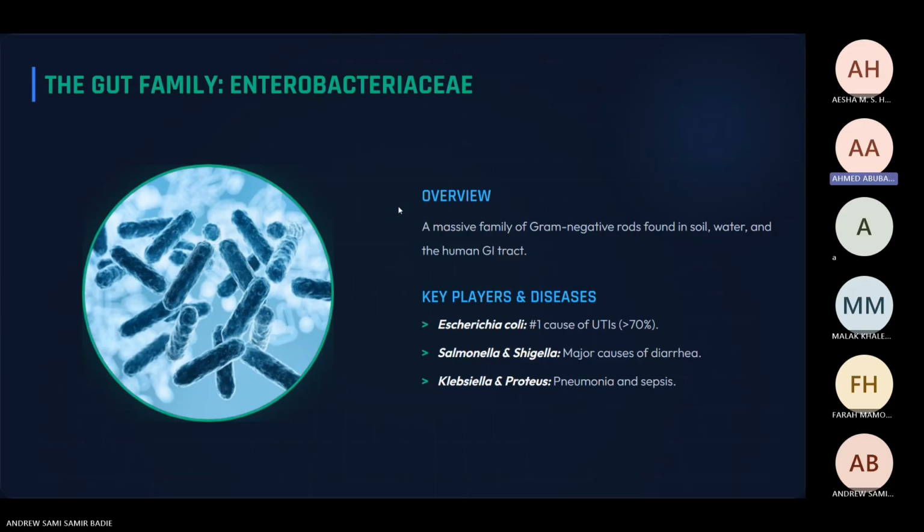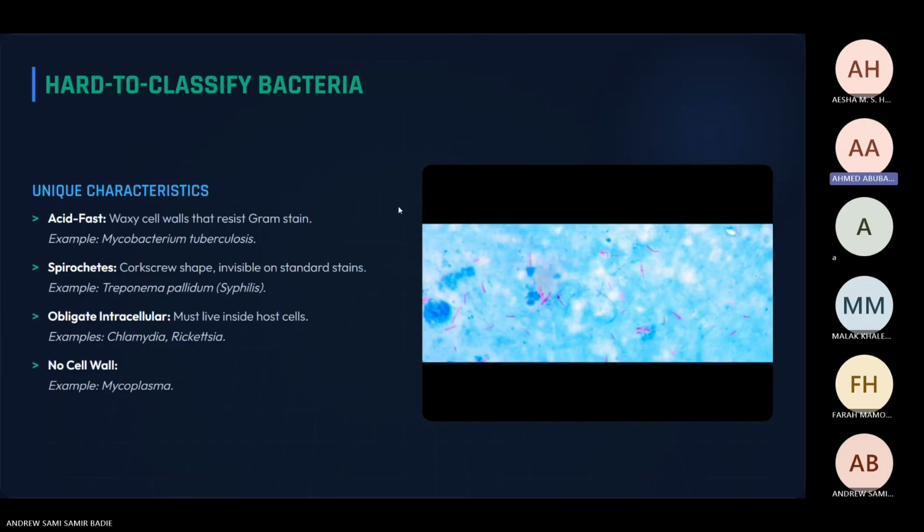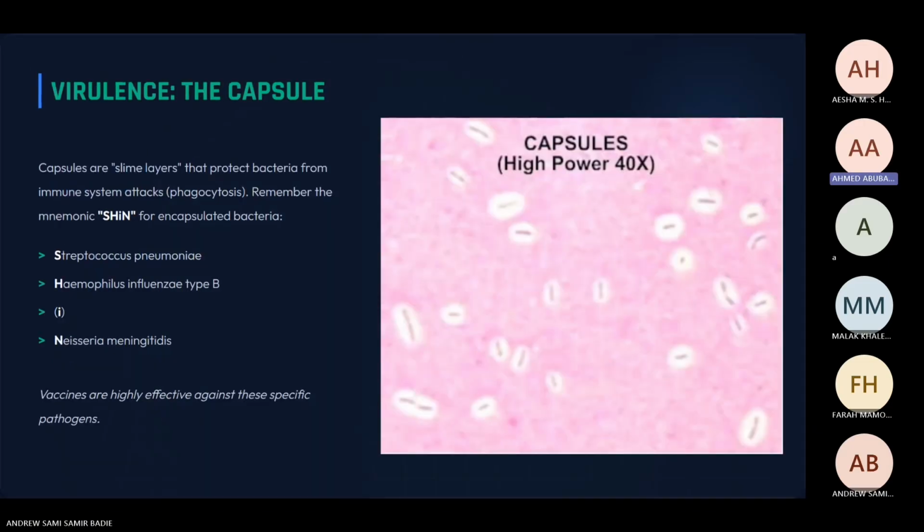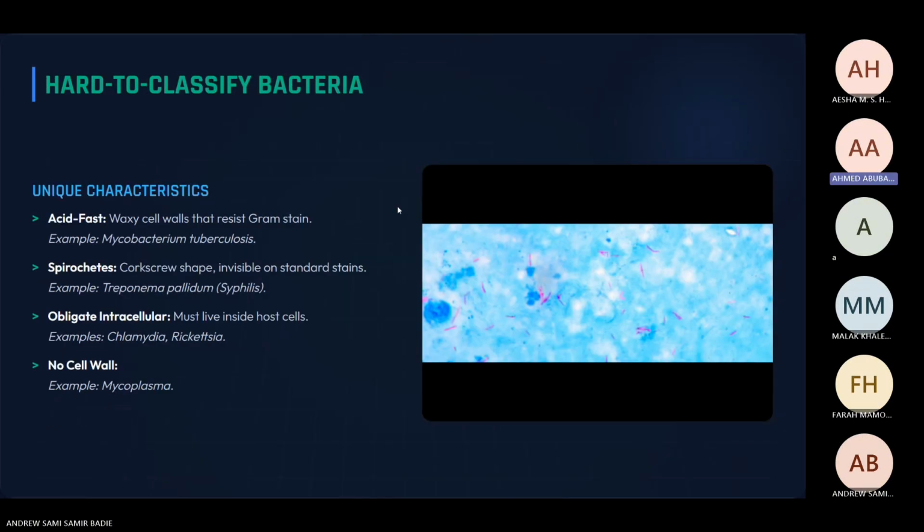So, next slide. Acid-fast bacteria, like Mycobacterium tuberculosis, have a waxy cell wall that resists the gram stain, so we need a special type of stain to see them.